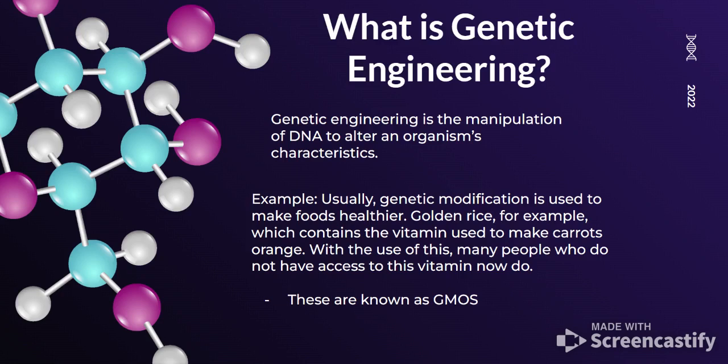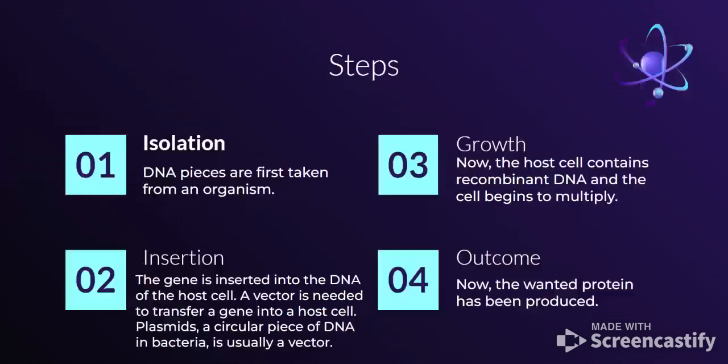trait. So for example, genetic modification is used to make foods healthier. Golden rice, for example, contains a vitamin that's used to make carrots orange. And with the use of this, a lot of people who don't usually have access to this vitamin now do. And these are known as GMOs.